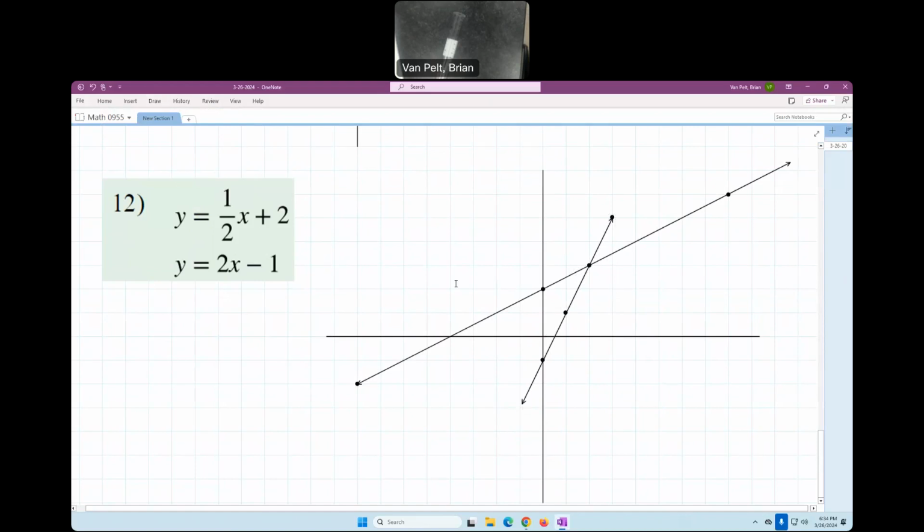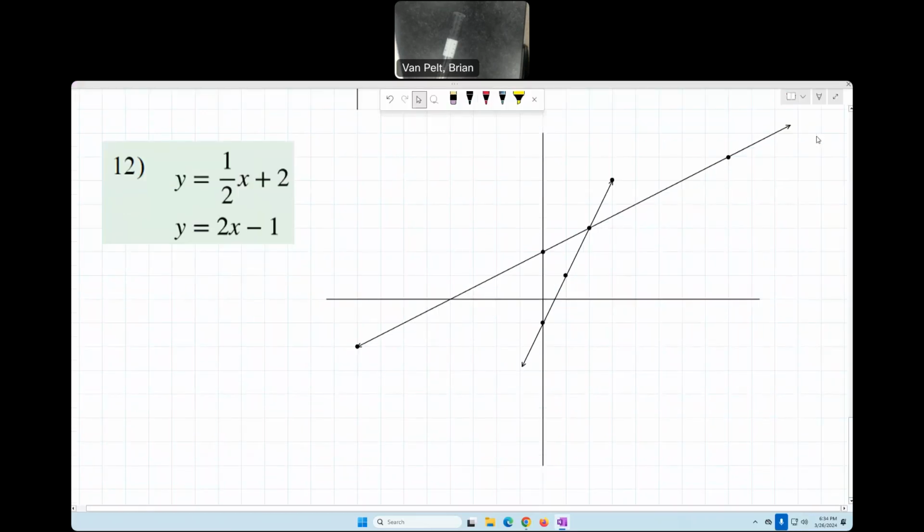So there's our intersection point. What is the location of that point? What are the coordinates of that point? 2, 3. Let's get that in there. Now, so that's our answer, is 2, 3.